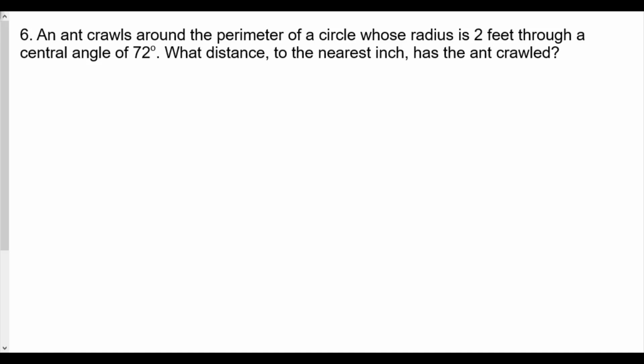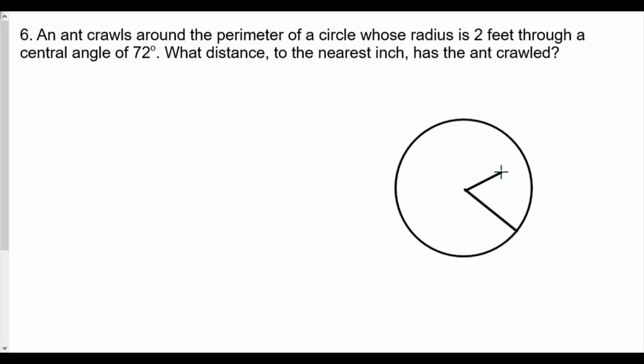So an ant crawls around the perimeter of a circle. You can draw a circle if you want to. And so I'm going to pop a circle here. It says the radius of the circle is about 2 feet. So here's going to be our center, and I'll draw a radius here. That'll be 2 feet. Then it says to crawl a central angle of 72. Now 72 is probably around something like this much.